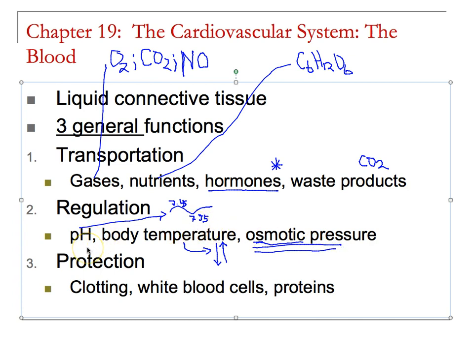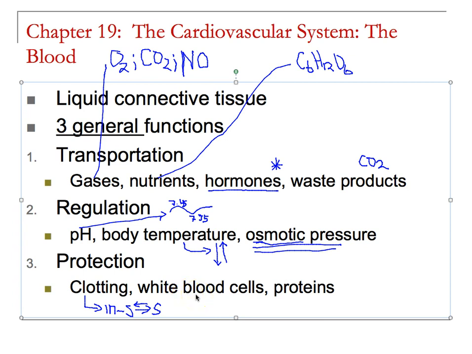Finally, we have this idea of protection, where clotting is a series of mechanisms we get to towards the end of the chapter, where we actually take insoluble proteins, not soluble, so NS, and then we make them soluble, or vice versa. And you'll see primarily it's the actual opposite of this. We take soluble proteins such as, say, fibrinogen, and we make them insoluble. You'll see how that happens later.